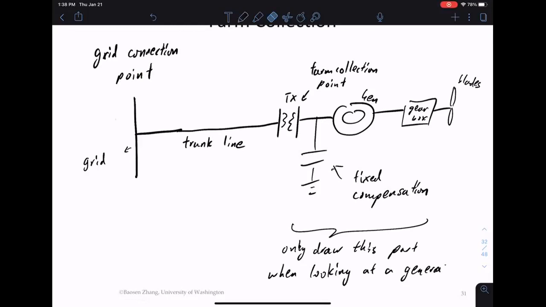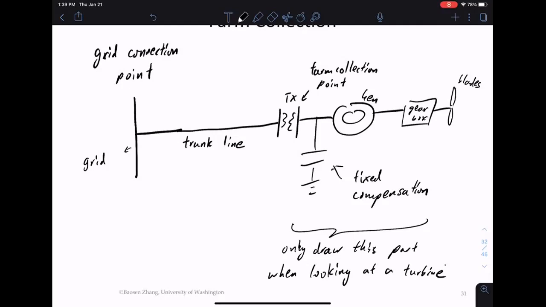Looking at a turbine, we should keep in mind that there are several transformers to get to the grid. But when we draw it, we often draw to the farm collection point. Drawing to the farm collection point basically means this is where turbines from one farm are tied together, then they go to the grid. But since everything after the farm collection point is the same, there's no difference, so we often just draw it up to the farm collection point.